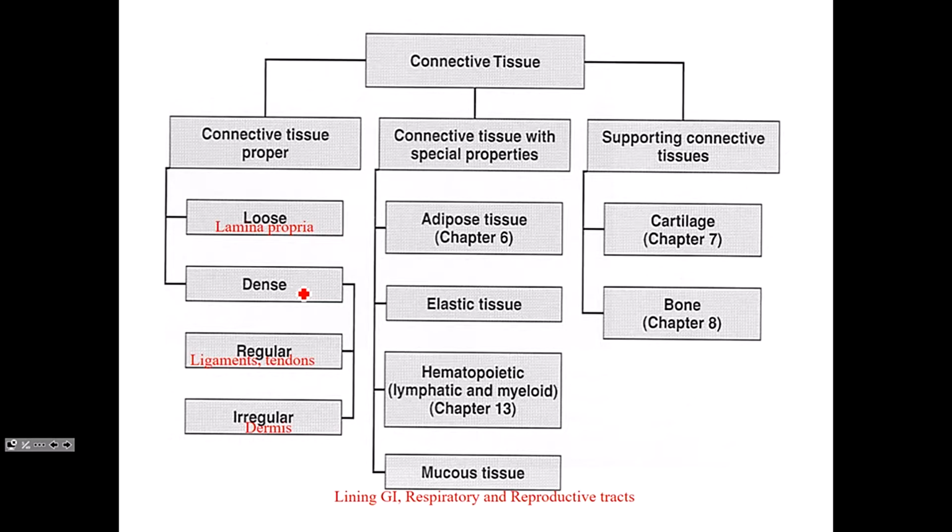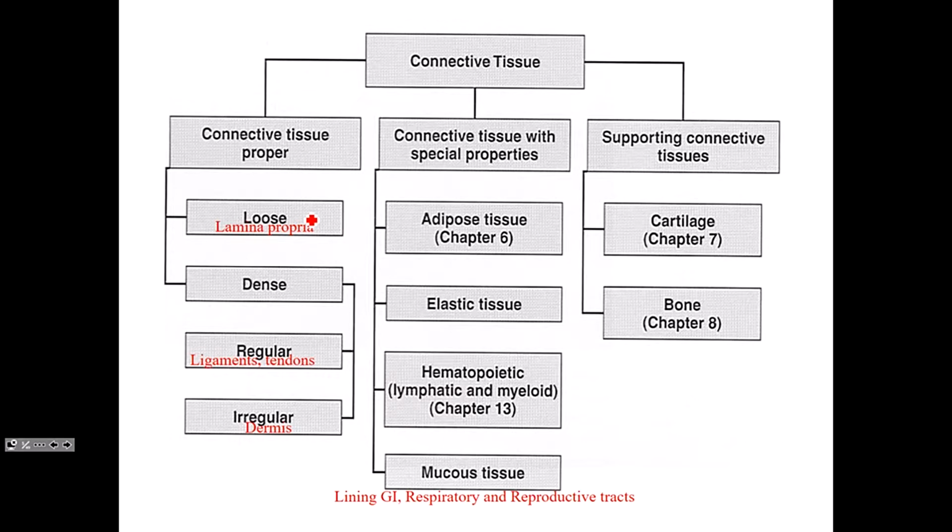And if those cells and extracellular material are arranged very evenly, in nice long, similar orientations, that would be regular. And if it's more jumbled around, in different orientations, that would be irregular. So, okay, dense connective tissue, we have regular and irregular. There's no regular or irregular loose connective tissue. It's all irregular, okay? So we don't classify loose connective tissue as either regular or irregular, because it's all loose.